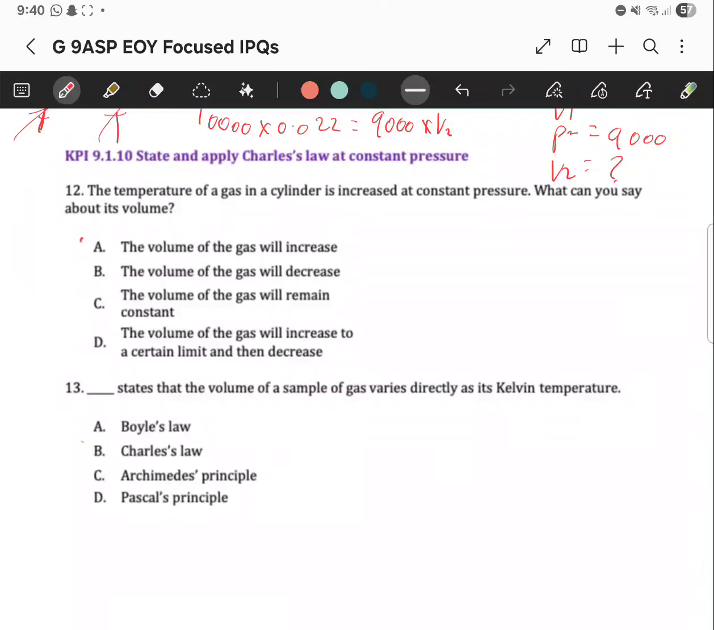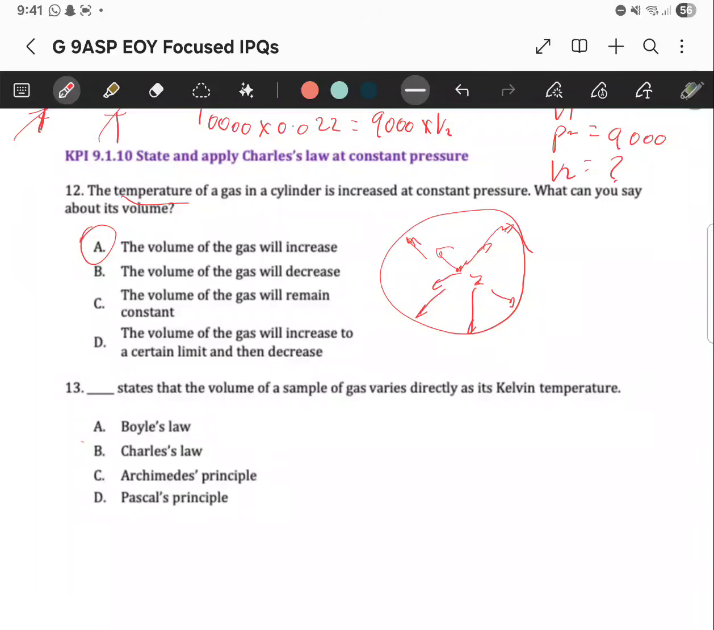The temperature of a gas cylinder is increased at a constant pressure. What can you say about its volume? Oh, great. I've just talked about that. Well, this is a slightly different one. This is about temperature now. Increasing the temperature means the particles will move faster and hit the walls harder, and then that will make the walls expand more. So the volume will increase. If it gets hotter, more energy, spreading them out a little bit more.